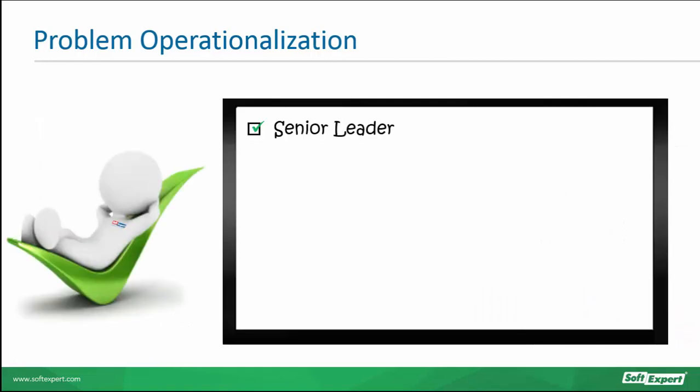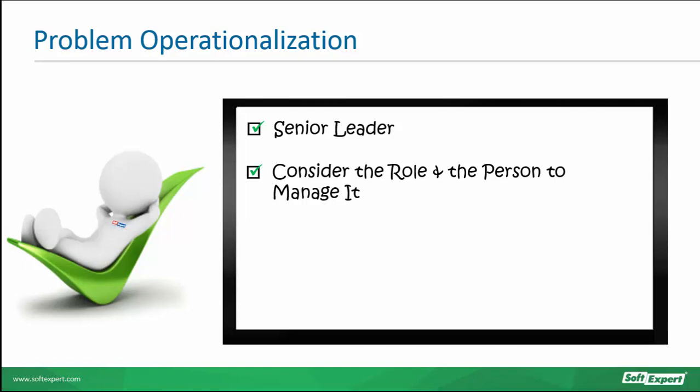Now, when you operationalize problem management, the most important thing to have is that senior leader on your side that is absolutely committed to the process of problem management. Consider the role and the person running problem management. Problem management is very collaborative. It's a collaborative decision. It's very thoughtful oriented. It's very intellectually oriented. It's the, why did this happen?